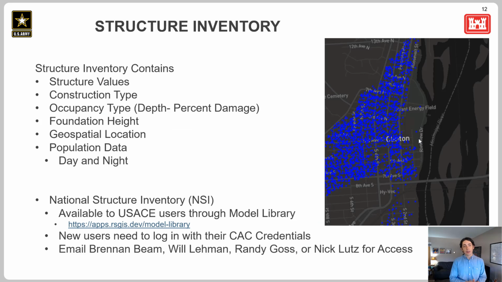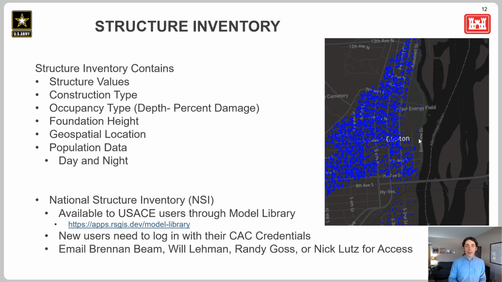So the other kind of big input that most studies are going to need is the structure inventory. Your structure inventory is very similar to the one you use in FDA. It contains structure values, occupancy type. And just like in FDA, this is where we store the depth percent damage relationships by occupancy type, construction type, to be used to check stability, to see if the structure's collapsed during a compute. Also foundation height, population data, and more. There's a lot of information that we store in the structure inventory.